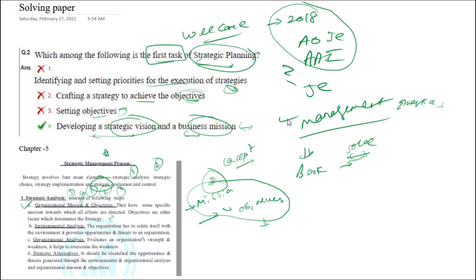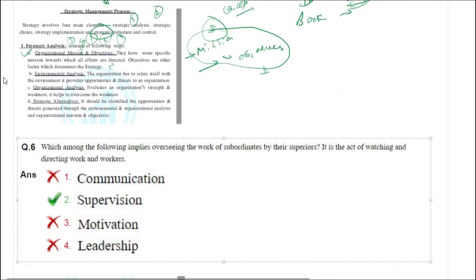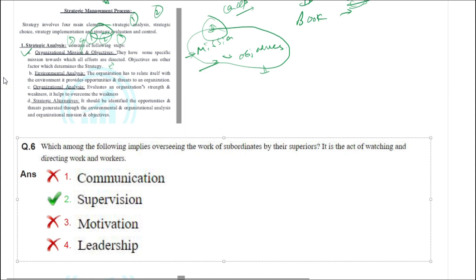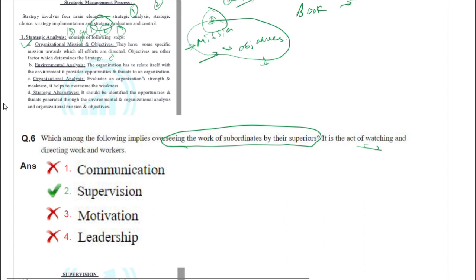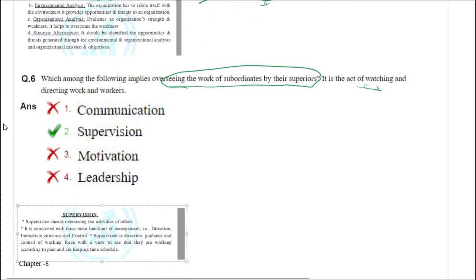So with this we had to understand how the questions are framed and how we can use this book to answer the questions. Now moving to the next question. Which among the following implies the overseeing of the work of subordinates by the superiors? It is also the act of watching, directing work and workers. The options given are communication, supervision, motivation, and leadership.